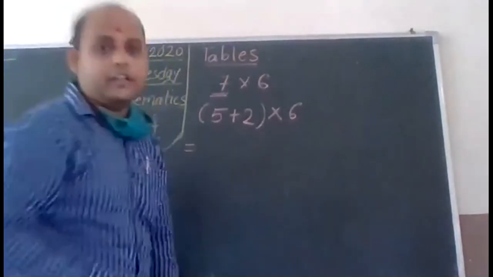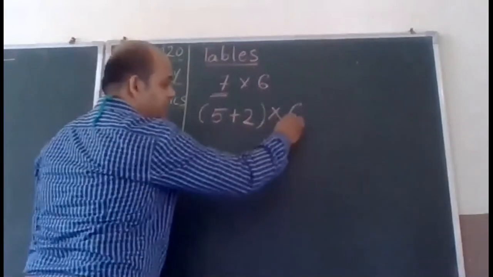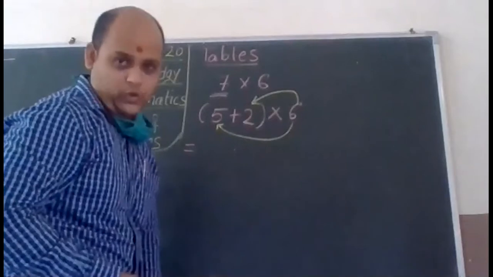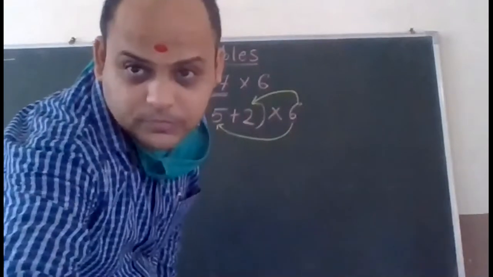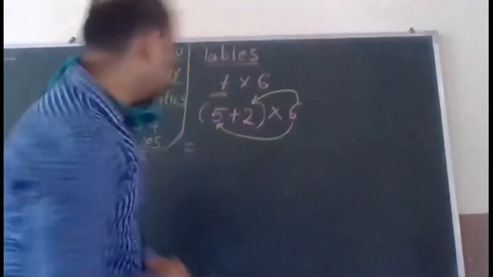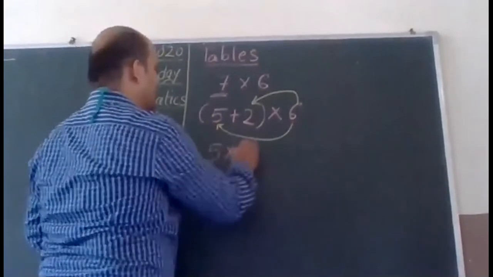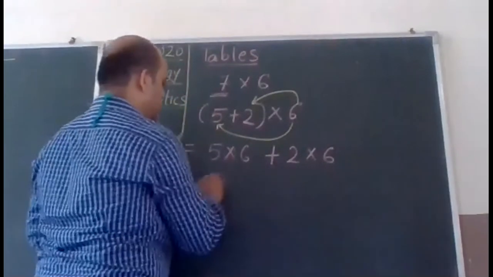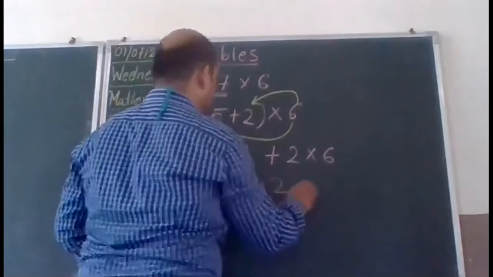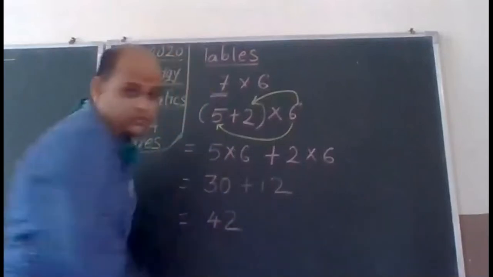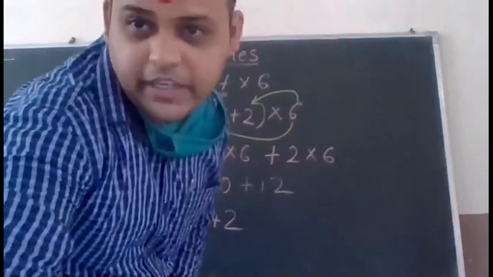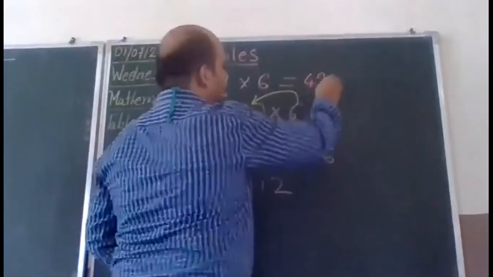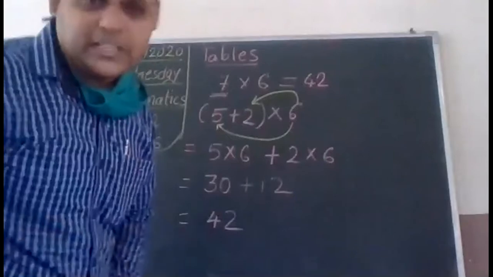We know that when it's multiplication, the 6 can multiply with 5 and it can multiply with 2. So how does it work? That 5 into 6 plus 2 into 6. 5 6s are 30 plus 2 6s are 12. The answer is going to be the easy part, right? This is very easy. We all know this directly: 7 6s are 42. We know the tables up to 12. So that is the easy part, right?